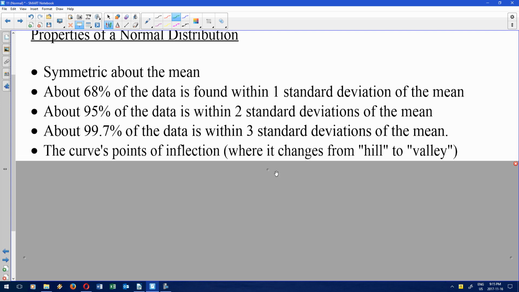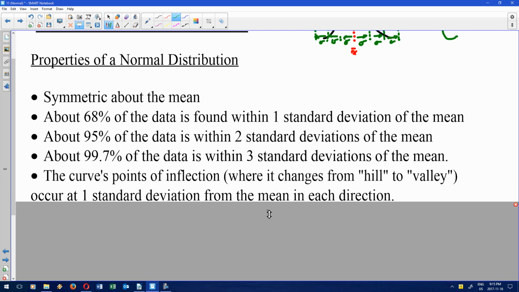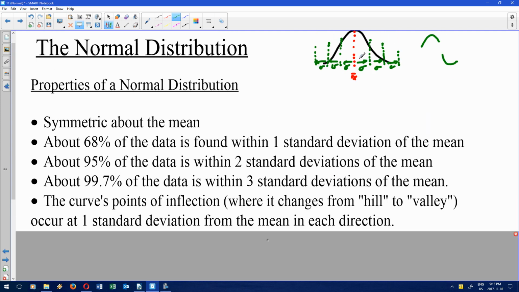Okay, these last two are probably more for if you're going to maybe study calculus, some of that stuff. This will make a little more sense. Okay, the point of inflection of the curve, so where it switches here from going like this to going like this, concave down to concave up, that occurs at that first standard deviation. Okay, that's where the curve flips.